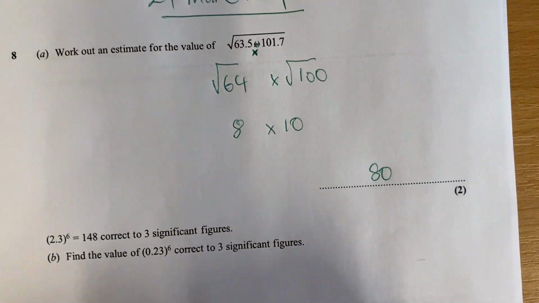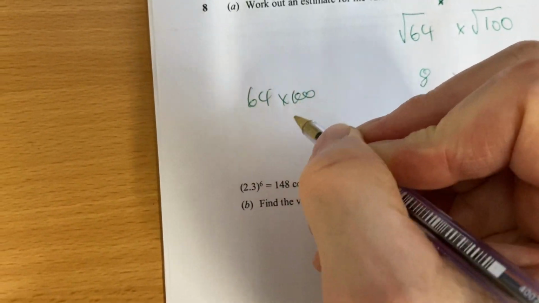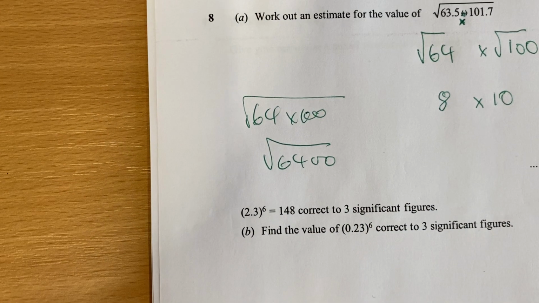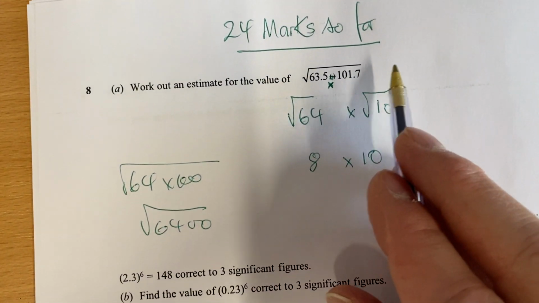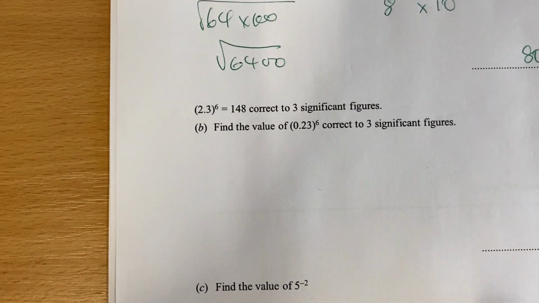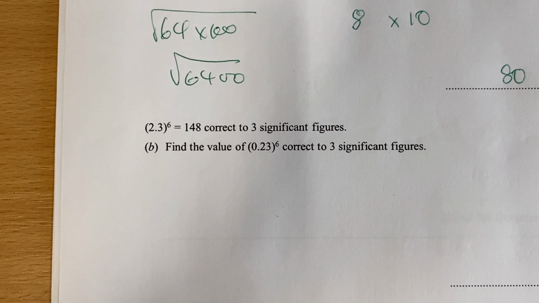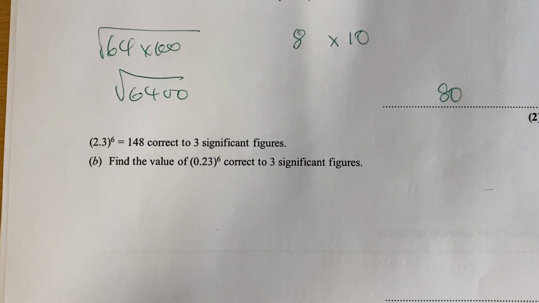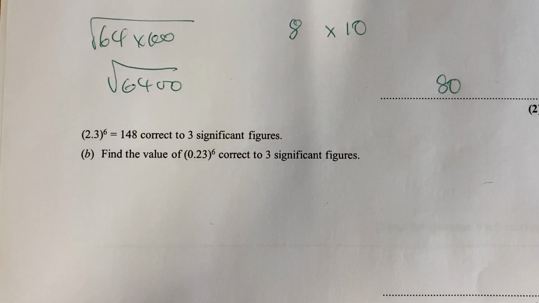And they'll give you marks. If you didn't do it this way, if you said, well, roughly that was 64 times 100, and you write, okay, square root of 6,400, you'd get a mark for that, but it's quite challenging to remember how to work that out, whereas this way of doing it is slightly easier. Then it says here that 2.3 to the power of 6 equals 148 correct to 3 sig fig. And so then it says, find the value of 0.23 to the power of 6 correct to 3 sig fig.